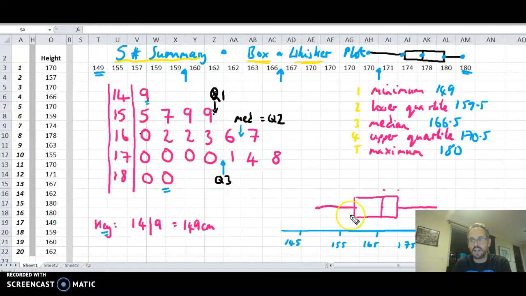That allows us to do one more thing very easily. From this end to the other end, well, that's from the max to the min, we can call that the range, and we can work that out quite nicely, which would be 180 minus 149, and that equals 31.